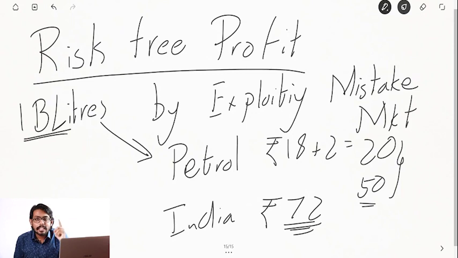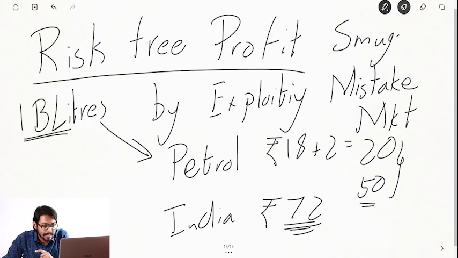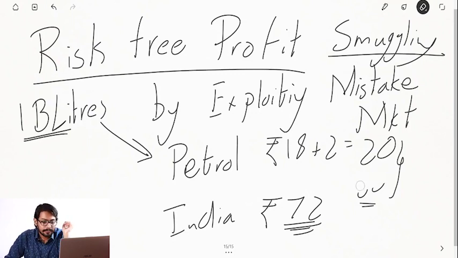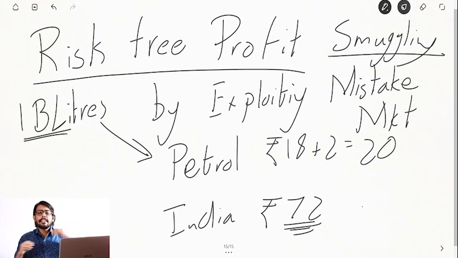This is an example of smuggling. It is illegal, but again, this gives you the idea of arbitrage. This is a mistake in the market, guys. An asset that is worth 20 is selling for 72, which is a mistake in the market, and the government is always scared. Policy makers are always scared of increasing the taxes.